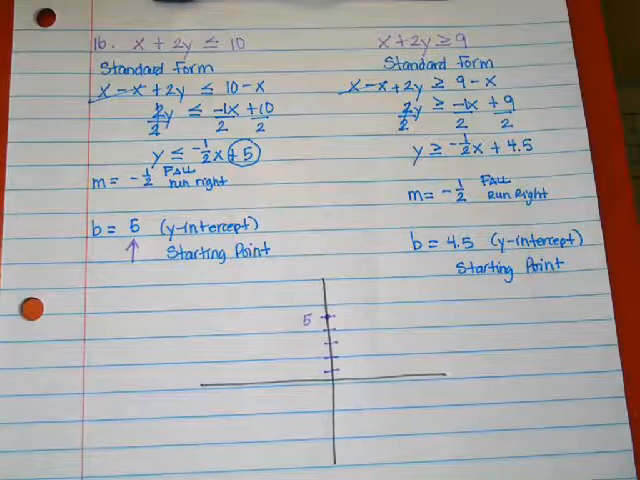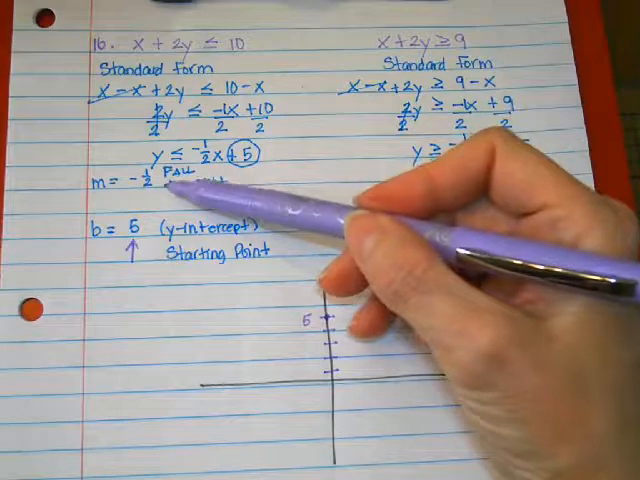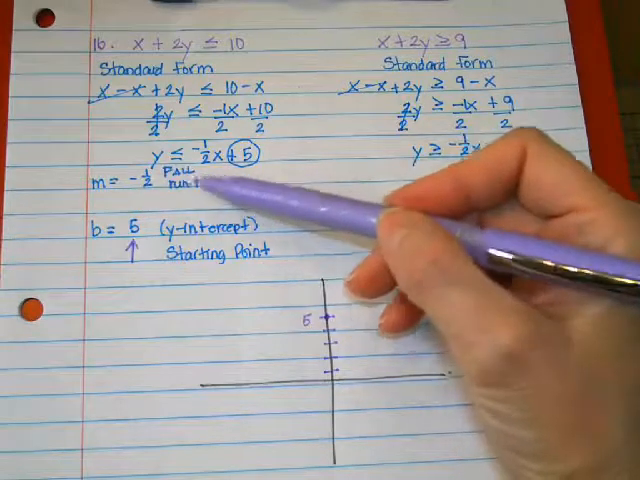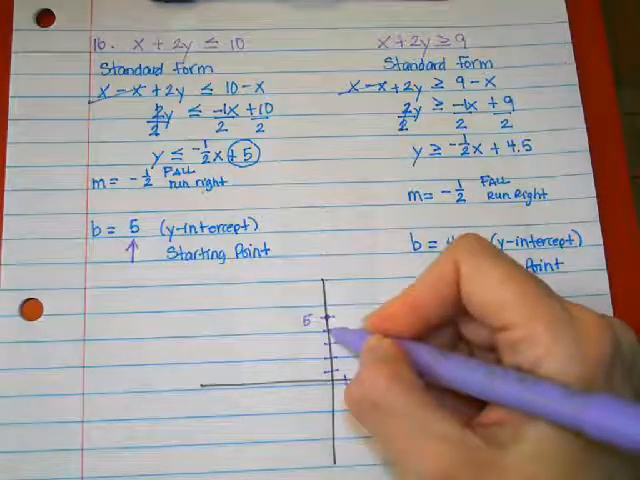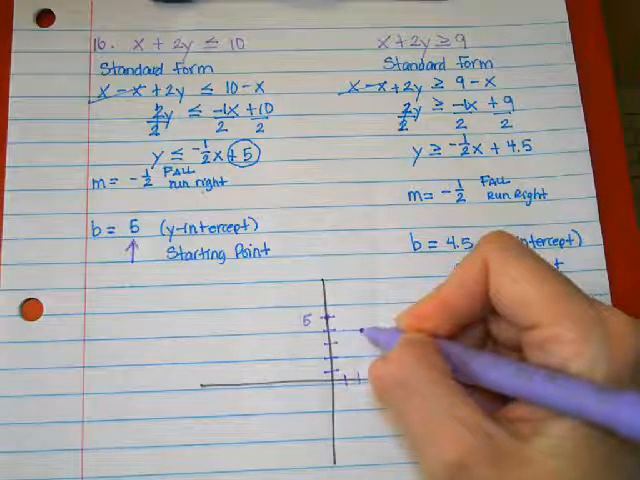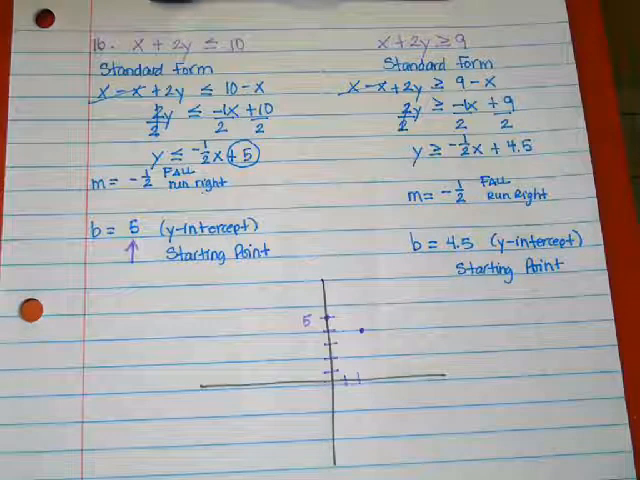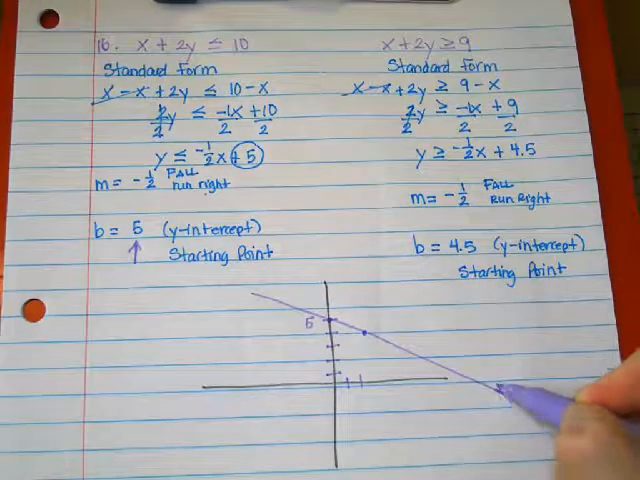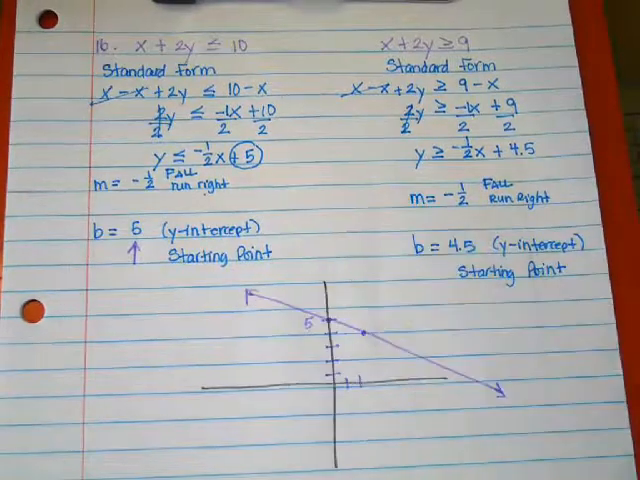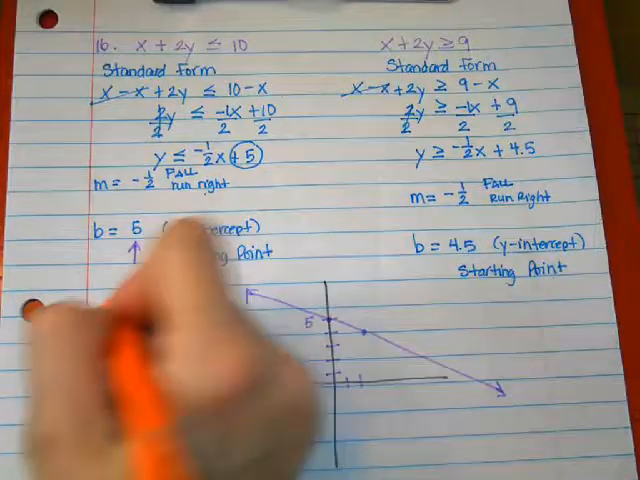So from there, what do I do? Fantastic. He said his slope was negative 1/2. So he's going to fall 1 and run right 2. He's going to fall 1 and run right 1, 2. Will your line be solid or dotted? Beautiful. He said he has an equal to bar, so he'll have a solid line. So now what should we do? Correct. We need a test point.